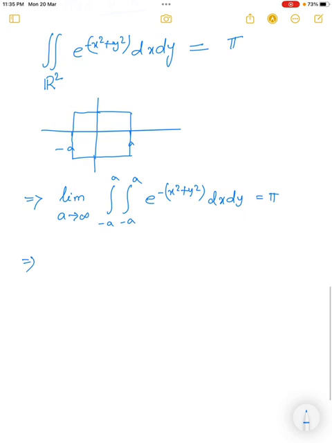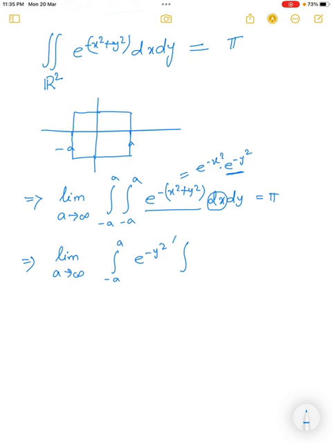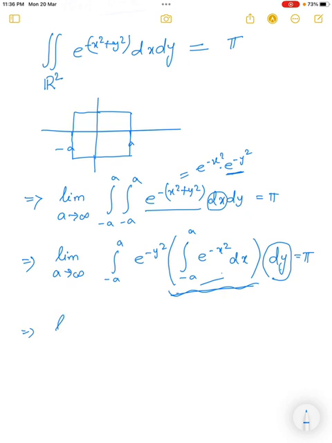Now first we will evaluate this one, limit a tending to infinity. Now you see, I can write this as e to power minus x square into e to power minus y square. Since I am evaluating with respect to x, e to power minus y square will be constant, so it will come out. So I can write the integral of minus a to a e to power minus x square dx, and the whole integral with dy. This is equal to pi. Now this is a function of x, and we are integrating with respect to y. That means e to power minus y square is a constant, there is no contribution of y, so I can take this out. So limit a tending to infinity, integration of minus a to a e to power minus x square dx, into integration of minus a to a e to power minus y square dy, and this is equal to pi.